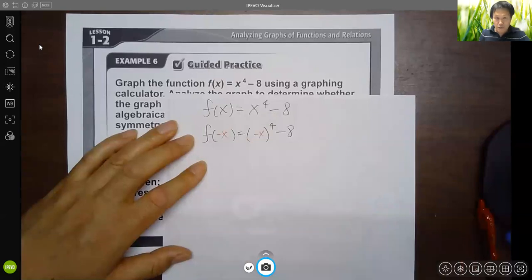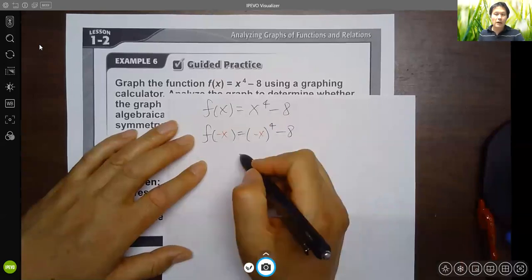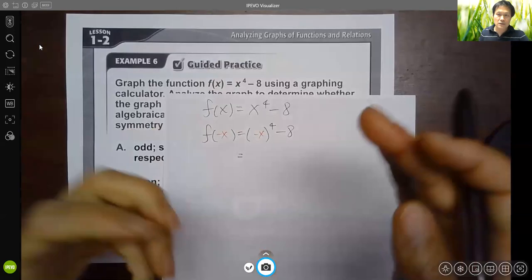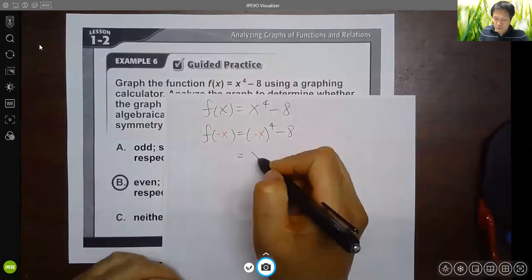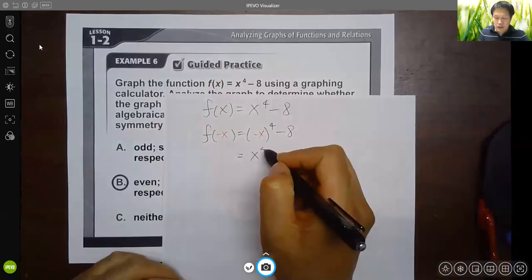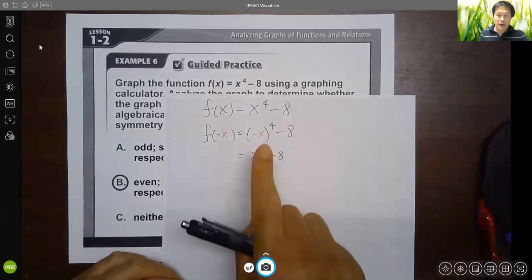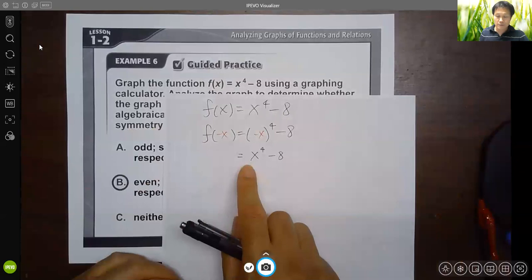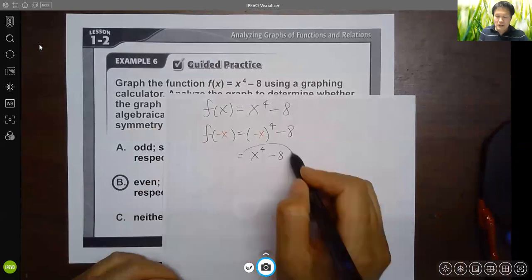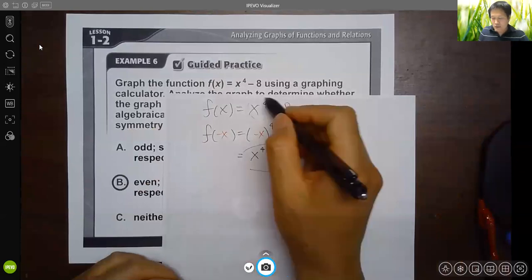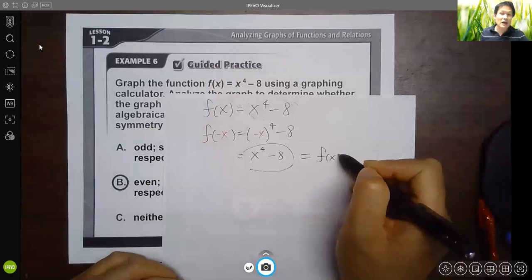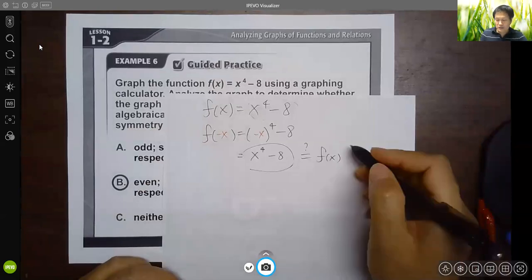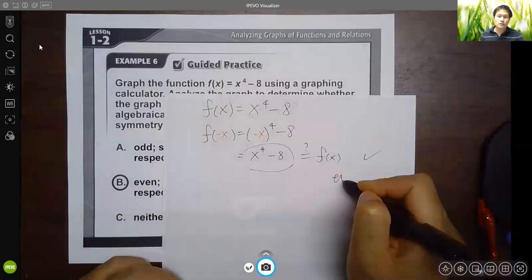Minus parenthesis fourth power. You're multiplying minus 4 times. It will cancel out. It's going to be positive. Even power, it will come out positive. Odd power, the minus will survive. So if you look at this, it's exactly the same as the original. Yes, this is an even function.